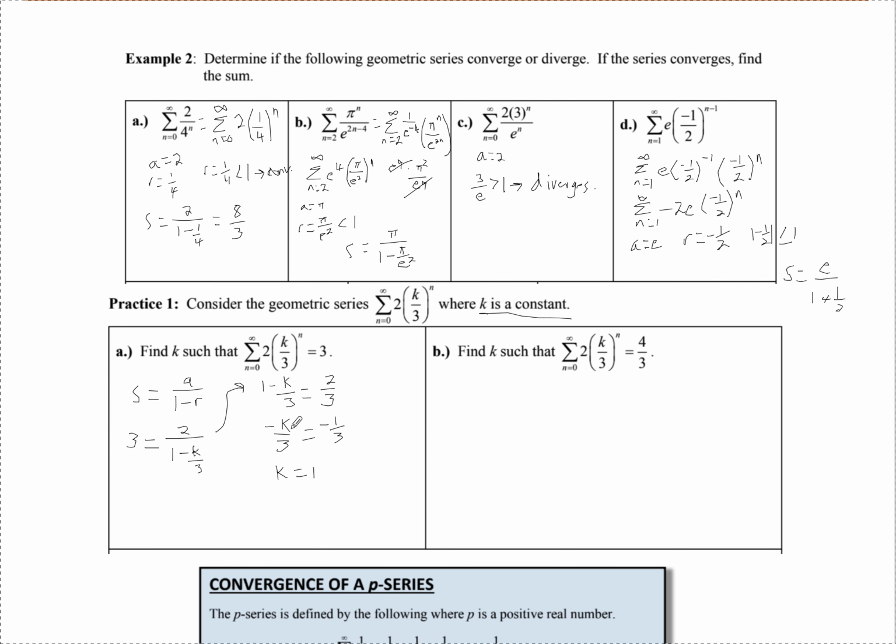But you're like, wait a minute, we don't necessarily need to go through all of those steps. If we had a calculator, you're right, and you will have a calculator for the test, so you could have solved this a little more easily. But that would be how you would do it. Go ahead and pause the video and try part B.